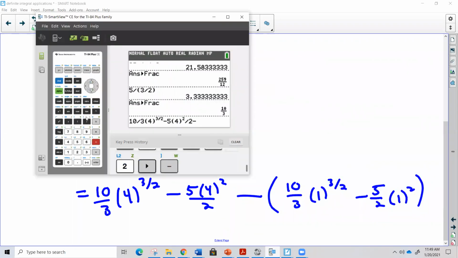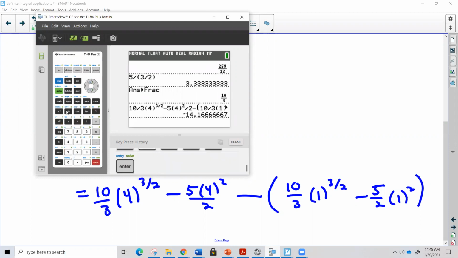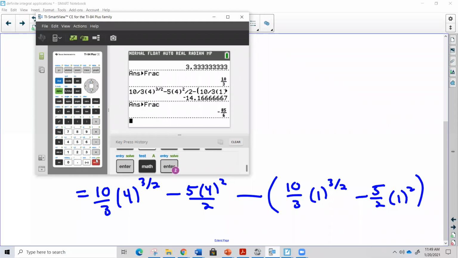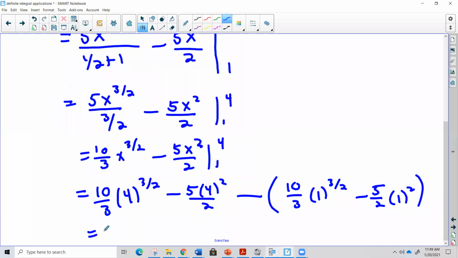All right, now if I was going to do this all at one time, I would need the parentheses like I have it here because I didn't distribute the negative. And I got an arrow over to get out of the exponent, and then I would have 5/2 times 1 squared, close my parentheses for this one, and then hit enter. And I'm going to leave my answer again as a fraction, so I'd get -85/6. Or you can do each separately and then add them all together. You should get the same answer.